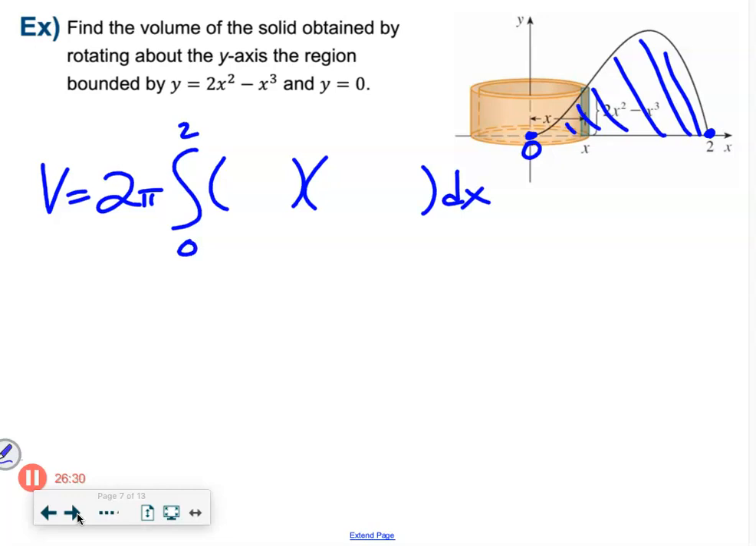Okay, I want you all to take a second now and figure out the radius and the height in your groups. Take a minute. Go.